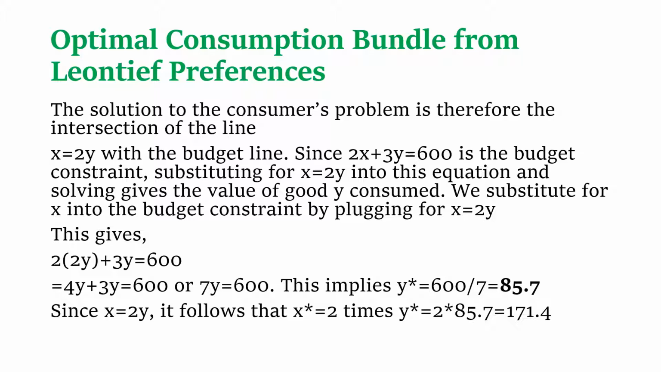So we no longer have x there, but 2y, right? So we are multiplying 2 by 2y plus 3y equals 600. 2 times 2 is 4, and then plus 3, that is 7. So 7y equals 600. So the value of y is 600 over 7, which is 85.7. So this is the optimal bundle that this consumer is going to buy.